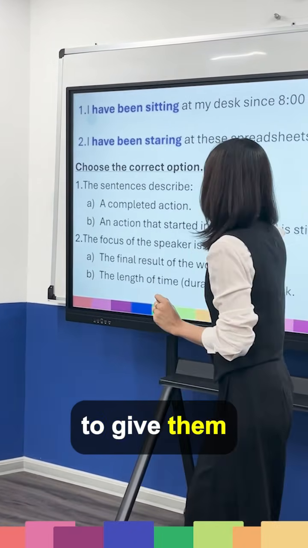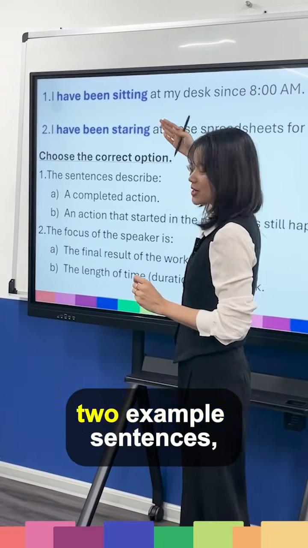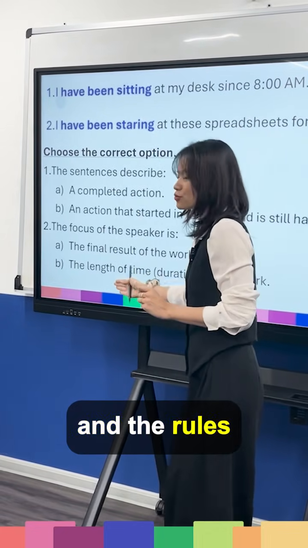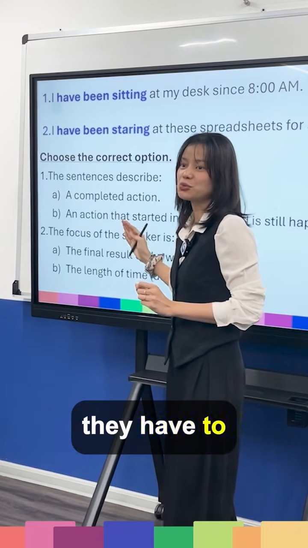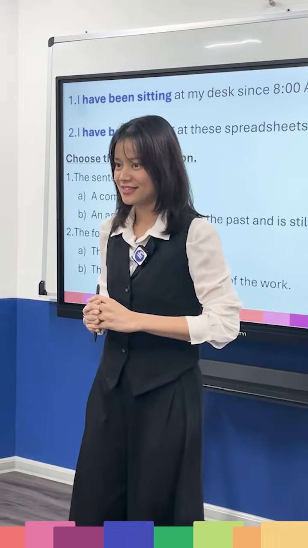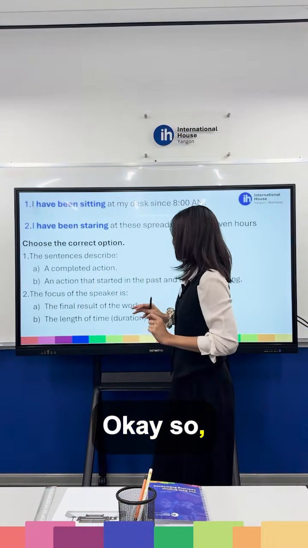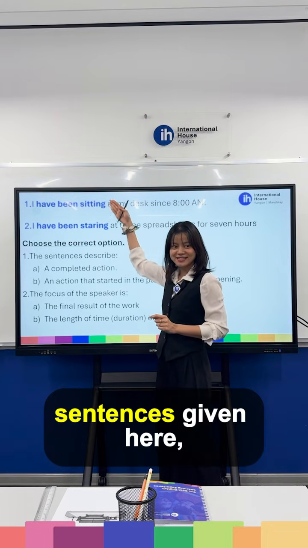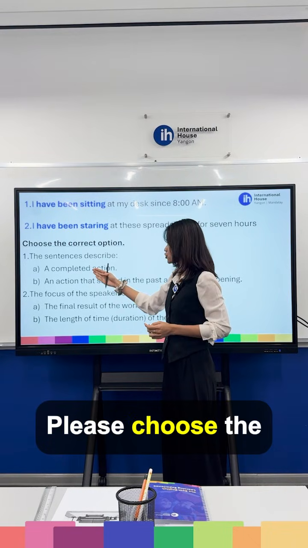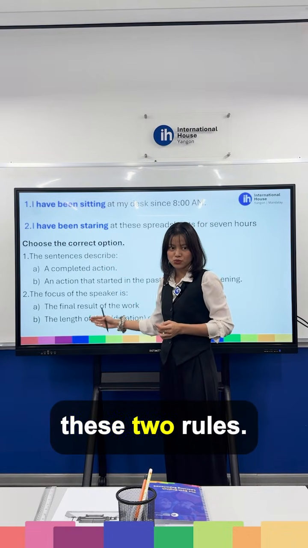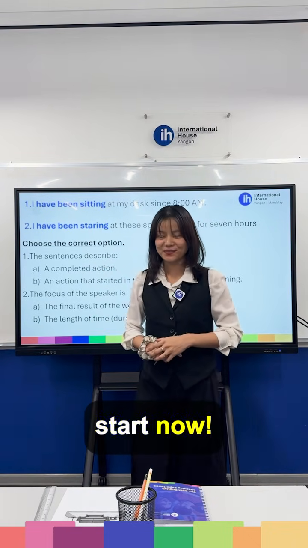So I'm going to give them this task. They are given 2 example sentences and the rules of present perfect continuous. By looking at the example sentences, they have to work out the rules on their own. Okay, so class, please look at the sentences given here and work together with your partner. Please choose the correct option in these 2 rules. Okay, you can start now.